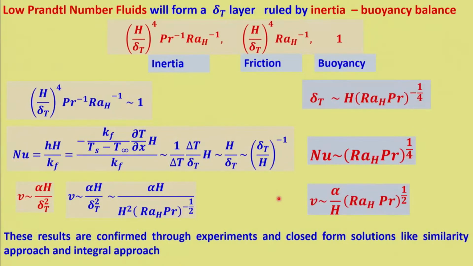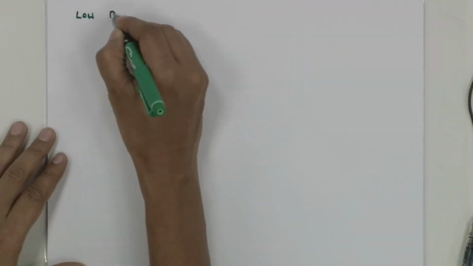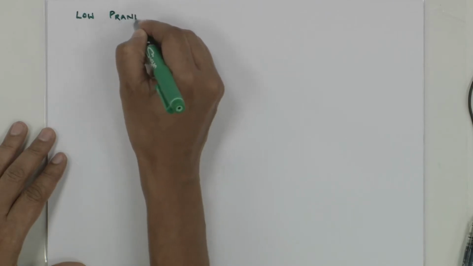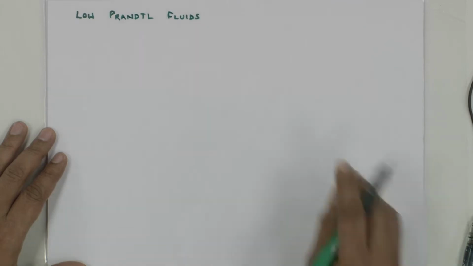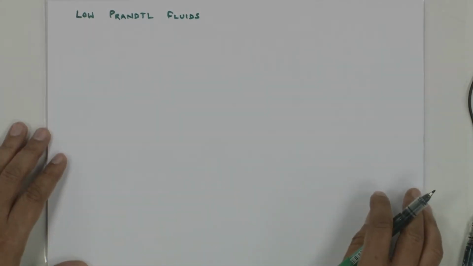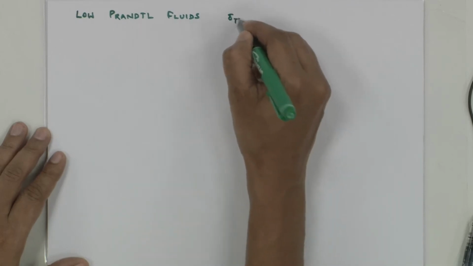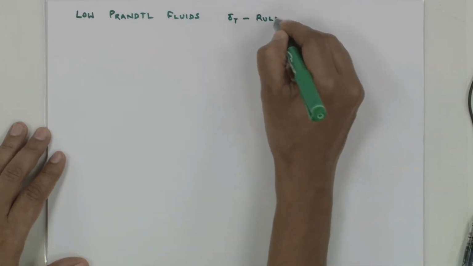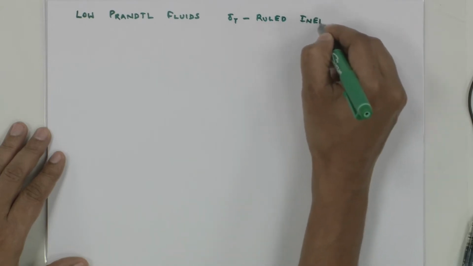So now let us take up low Prandtl fluids. Low Prandtl fluids. Here we said that delta t is ruled by the balance between inertia and buoyancy.